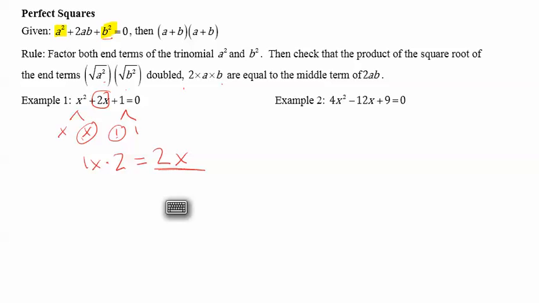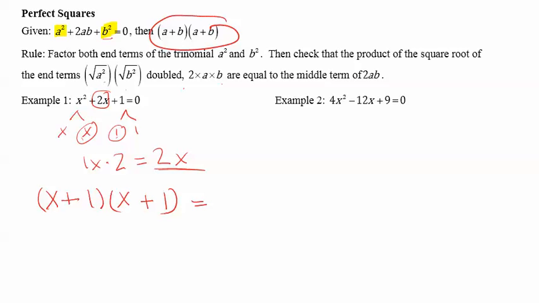Sometimes you may recognize it, and sometimes you may not. That's okay, because you can still use the shortcut method or factoring by grouping. But since we recognize it here, I know that in my brackets I'll have x and x, and a 1 in each, and both are addition. My rule says that if I take the square root of the first and last terms and double it and it gives me the middle term, then it's a perfect square. And if it's a perfect square, both factors are the same.